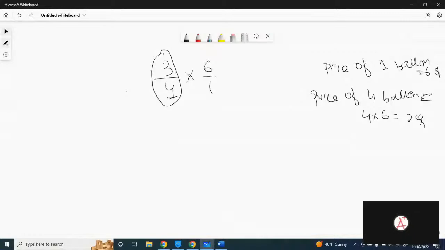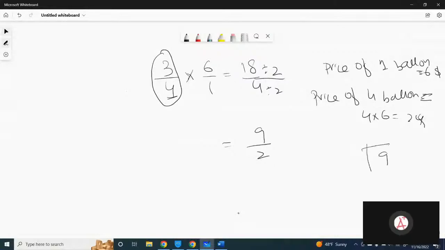Got it? So 6 doesn't have any denominator. That means it has the denominator 1. So 6 times 3 is 18 and 4 times 1 is 4. Got it? You have a common factor for 18 and 4, that would be 2. Just divide them by 2. So it would be 2 times 9 is 18 and 2 times 2 is 4.